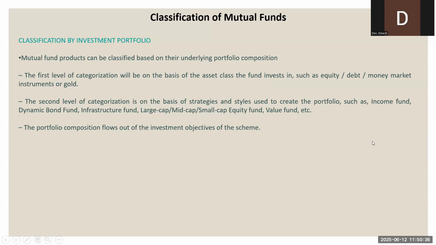Classification of mutual funds. The first level of categorization is on the asset class that the fund invests in, which is debt, equity, money market, or gold. The second level is the investment strategy, like an income fund, which should give income on a regular basis. Large cap fund, mid cap fund, small cap fund, value fund, infrastructure fund. These are themes where the fund manager will invest.